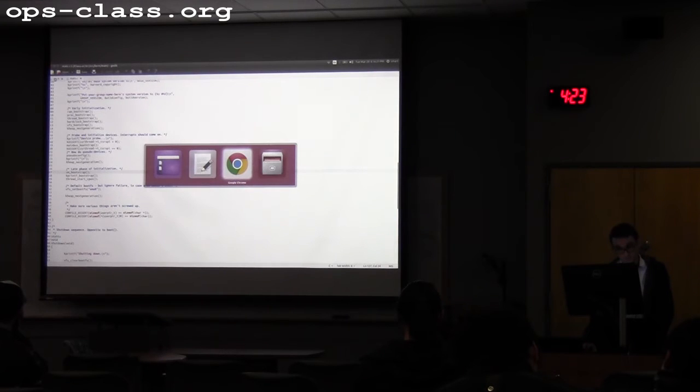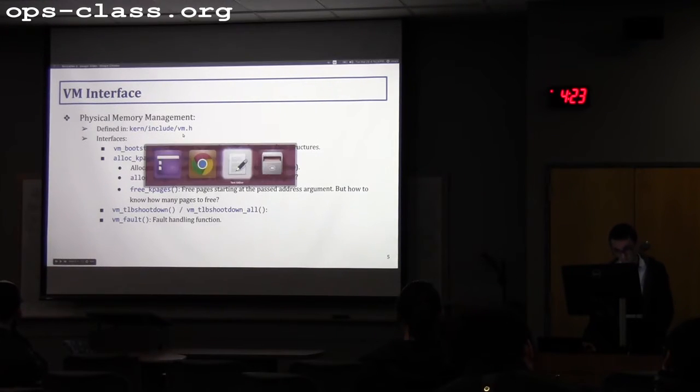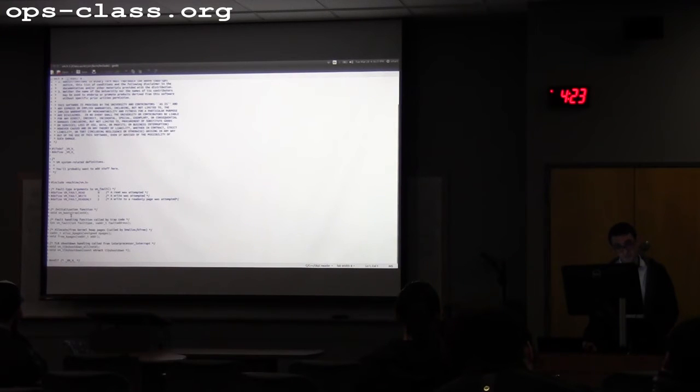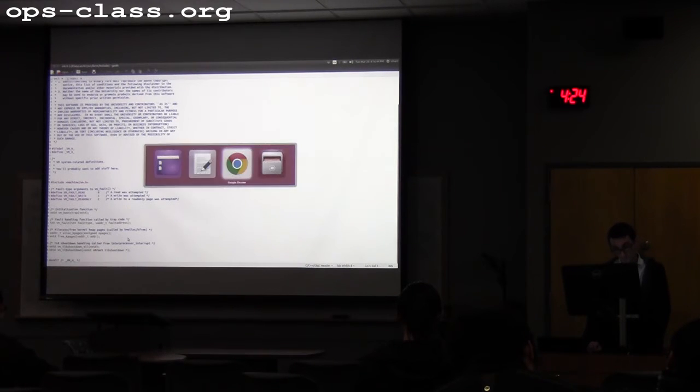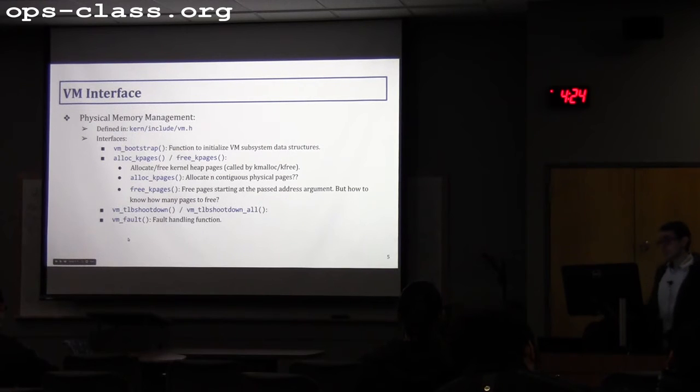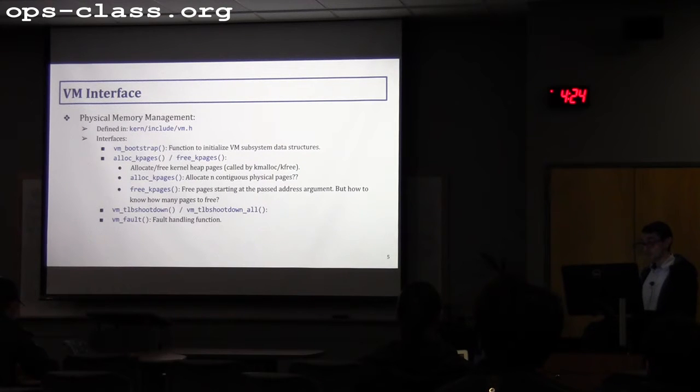So let's go through the VM again. This is the VM bootstrap. We have the VM fault function, which will handle whatever faults happen, whether it's page or TLB. Also, we have allocate K pages and free K pages. When I call allocate K pages, it will allocate a chunk of pages, one or more. And free does the same, but destroying them, not allocating.